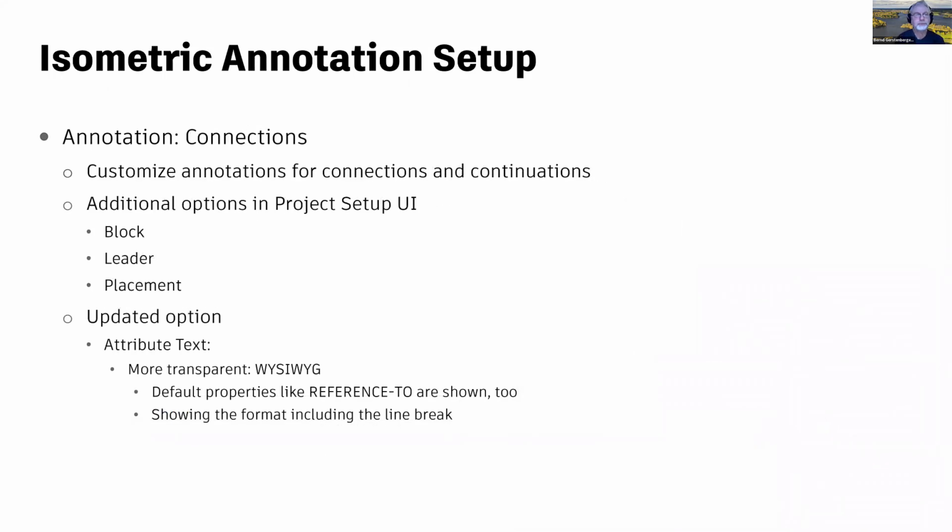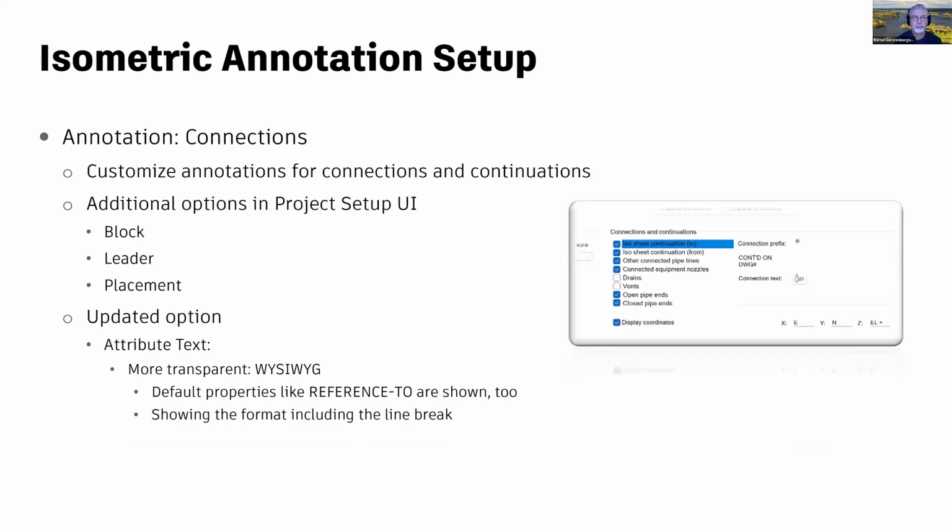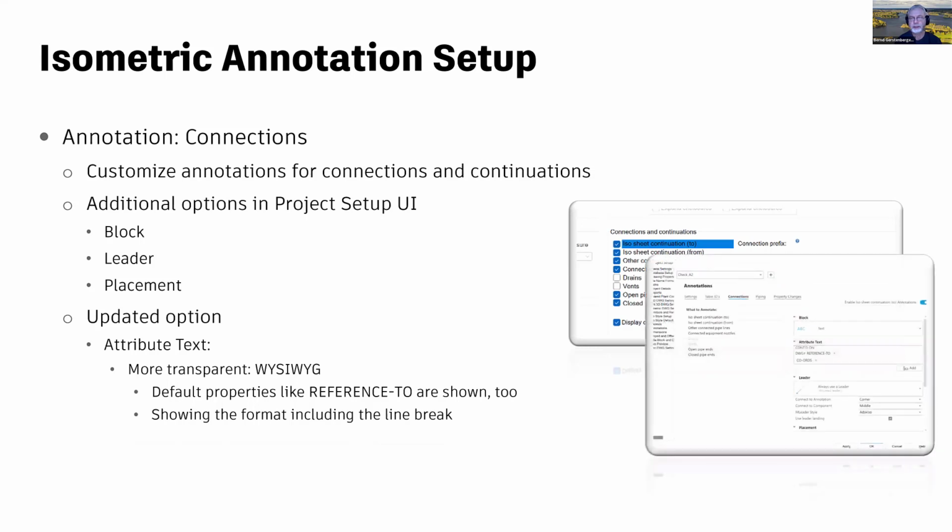So the next tab is the connections tab. This is just to customize your annotations for connections, continuations on your isometric drawing. We now have additional options in the project setup, block, leader and placement as before, but now looking at images. This is how it looks in 2022. And now the things have been changed.